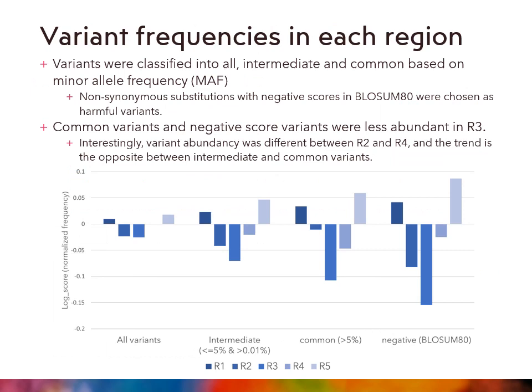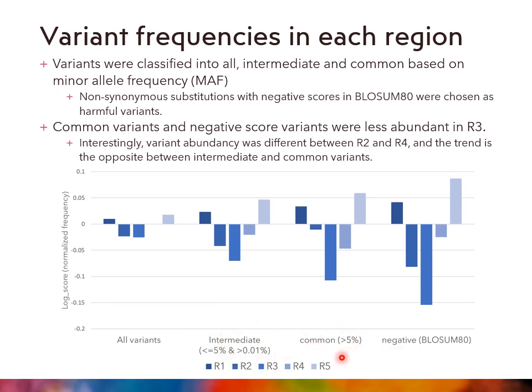Here are the results. We divided the genetic variant into different categories based on the minor allele frequency, like intermediate or common. And as you can see, even for all variant, there's some tendency that transmembrane region has less genetic variant compared to extracellular or intracellular. And this trend becomes prominent in intermediate variant or common variant.